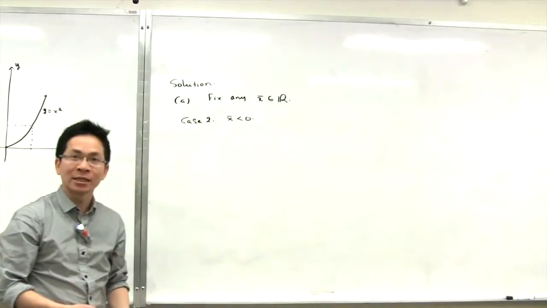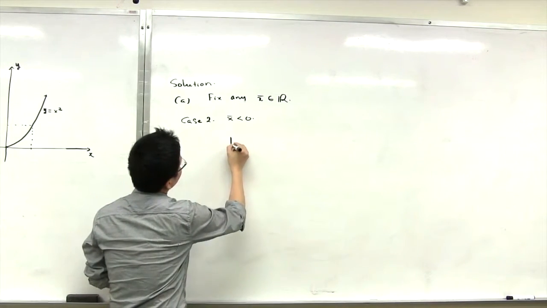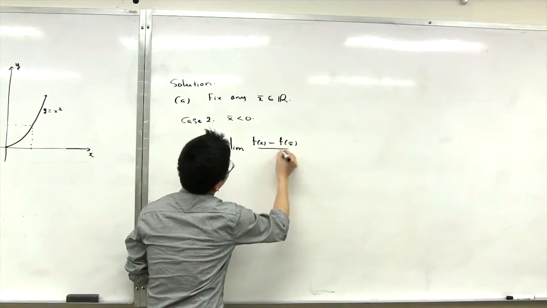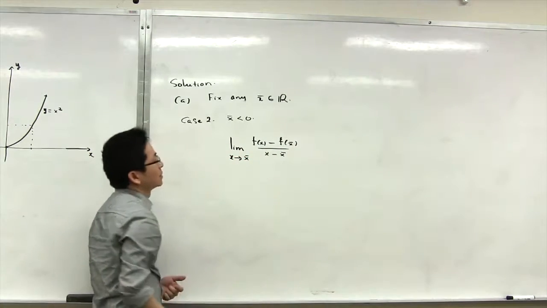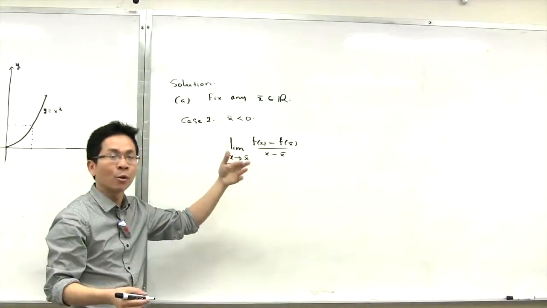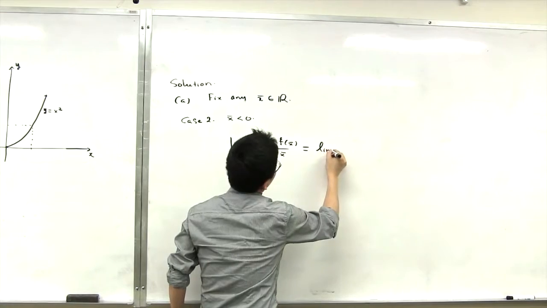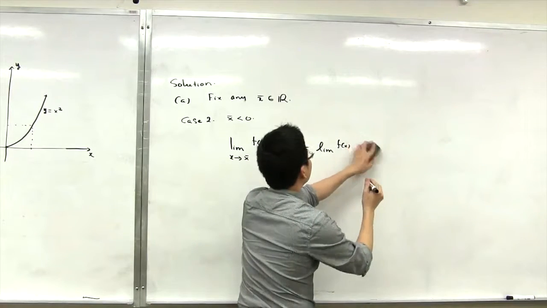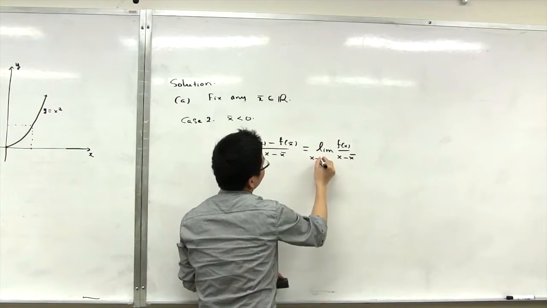Now we consider the second case where x bar is less than 0. Again, we consider the limit of f of x minus f of x bar over x minus x bar as x approaches x bar. And in this case, because x bar is less than 0, f of x bar is equal to 0. So we are going to replace f of x bar by 0. So this is the limit of f of x minus 0, so I just write f of x, over x minus x bar as x approaches x bar.